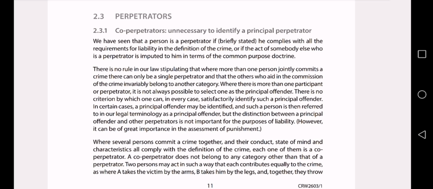Perpetrators, co-perpetrators, unnecessary to identify a principal perpetrator. We have seen that a person is a perpetrator if, briefly stated, he complies with all the requirements for liability in the definition of the crime, or if the act of somebody else who is a perpetrator is imputed to him in terms of the common purpose doctrine.